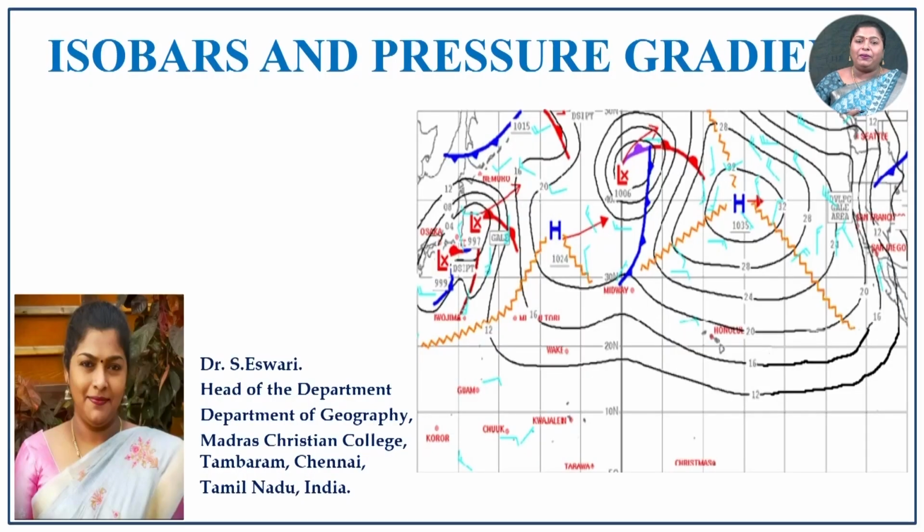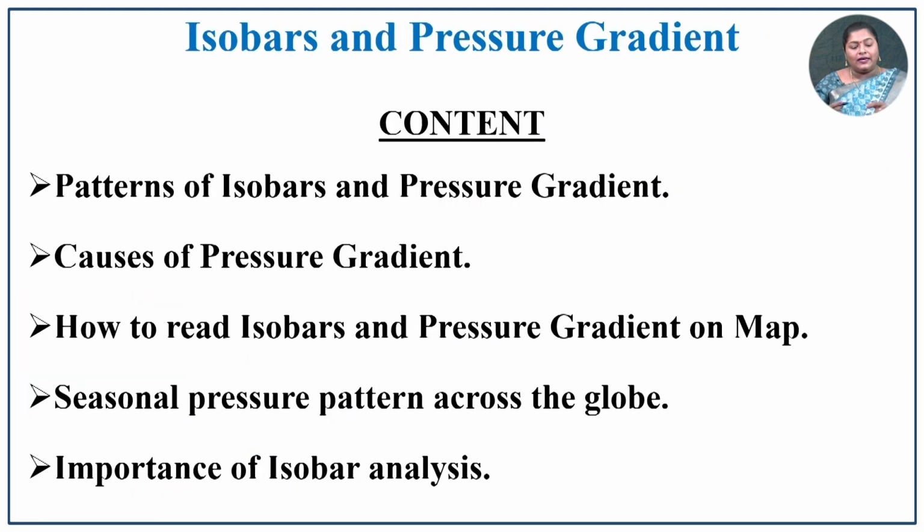In the previous lecture, we discussed planetary winds. In this lecture, we will be discussing isobars and pressure gradient. The contents we are going to discuss are the patterns of isobars and pressure gradient, the causes of pressure gradients, how to read the isobars and pressure gradients on a map, seasonal pressure patterns across the globe, and the importance of isobar analysis.